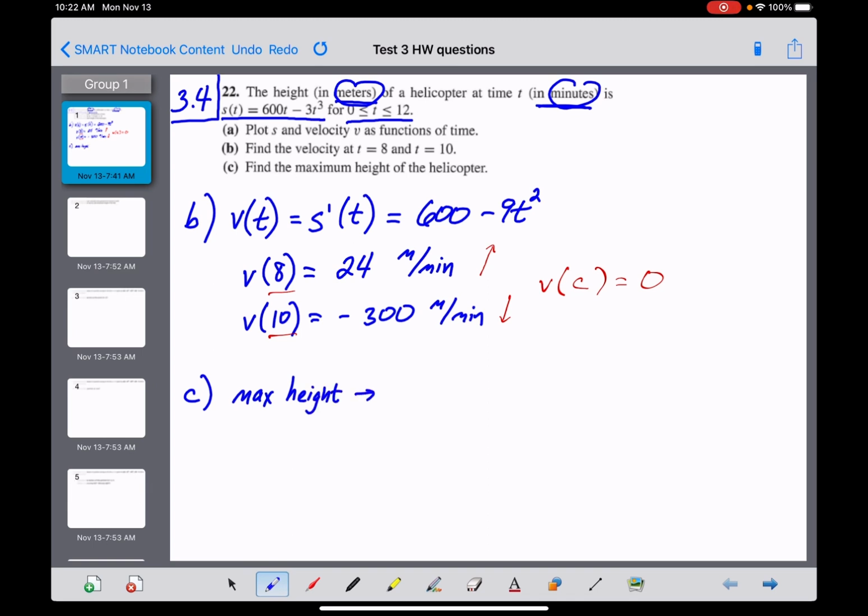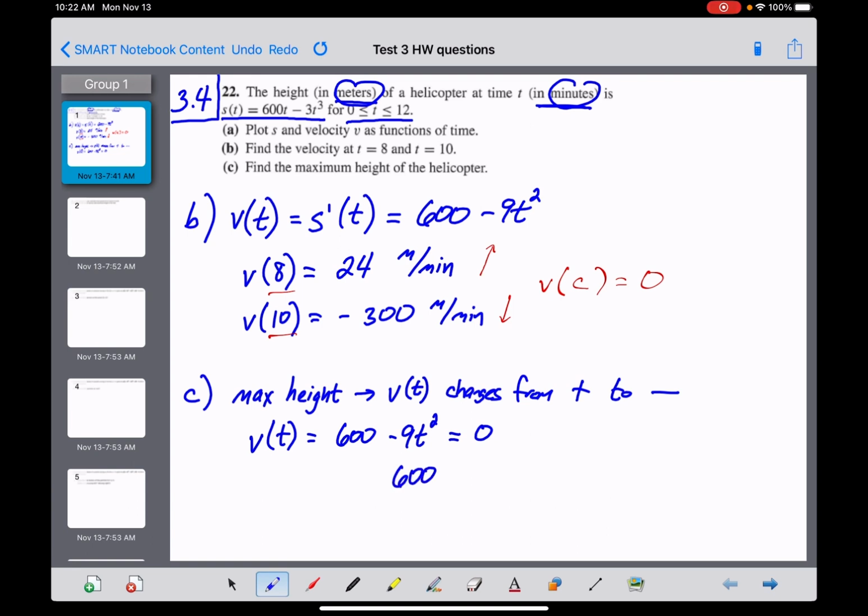The maximum height has to occur when your velocity function, v of t, is going to change from positive to negative. Now to do that, we've got to figure out where v of t, your velocity function, which was 600 minus 9t squared, is going to equal 0.